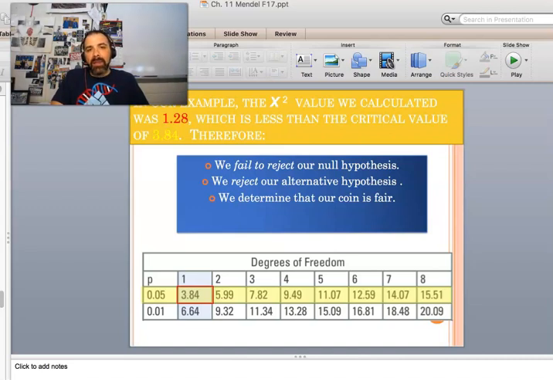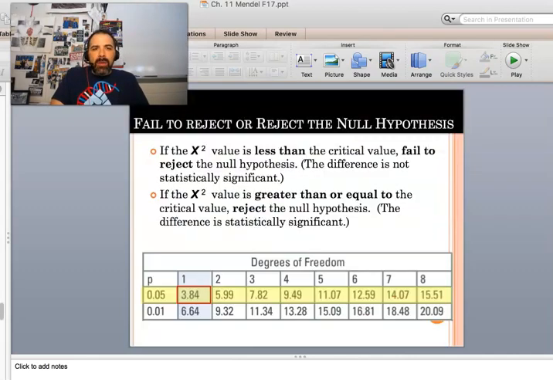So it's not the results. We reject the null hypothesis that, or reject our alternative, excuse me. All right, so we'll do that in class.